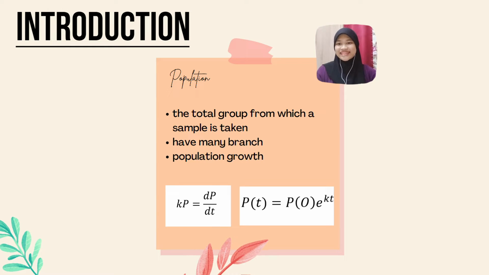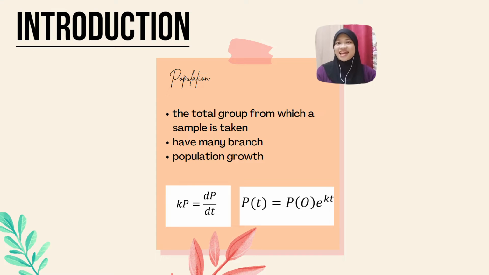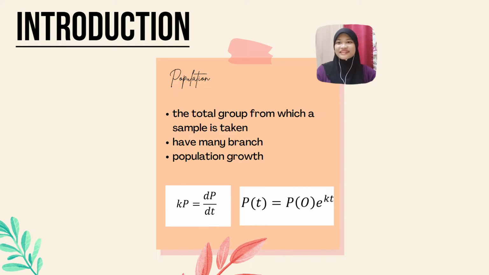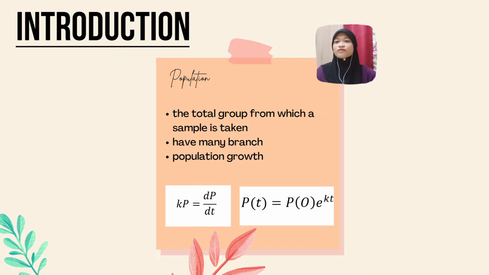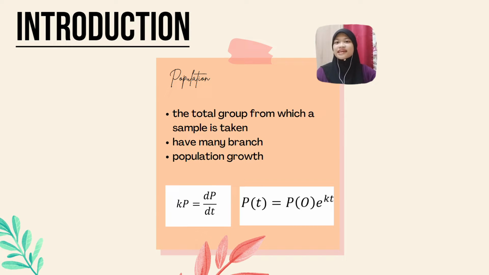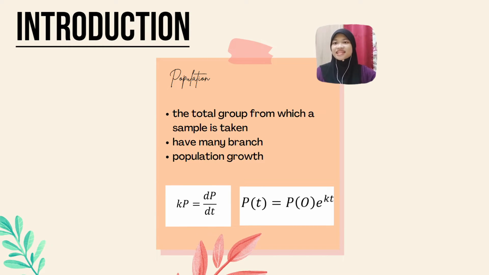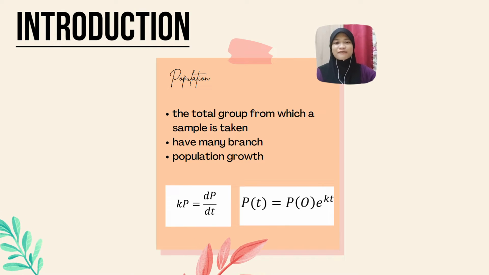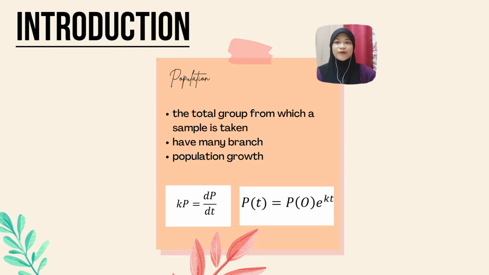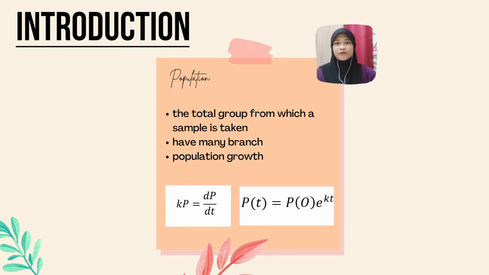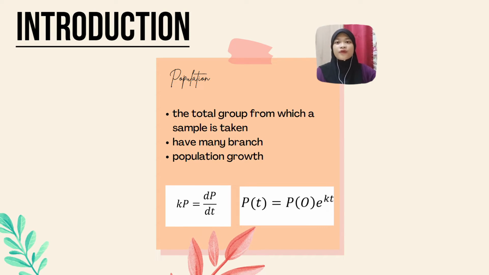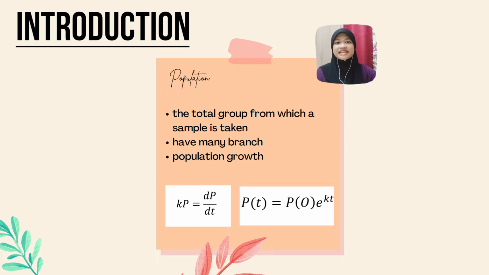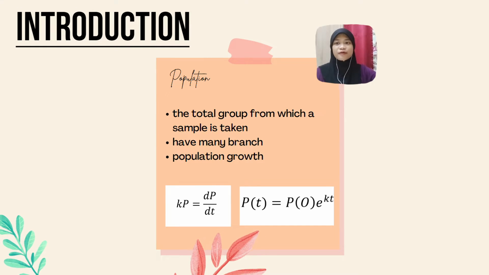Let's start our presentation with the introduction. As we know, each group is given 2 questions that need to be solved. One question is related to population and another question is related to Newton's law. What is population? Population is the total group from which a sample is taken. The question our group got is population growth, P, where P is the size of the population at the time.